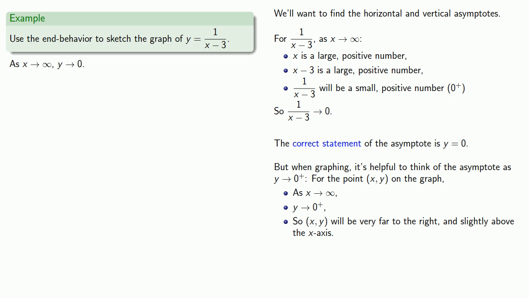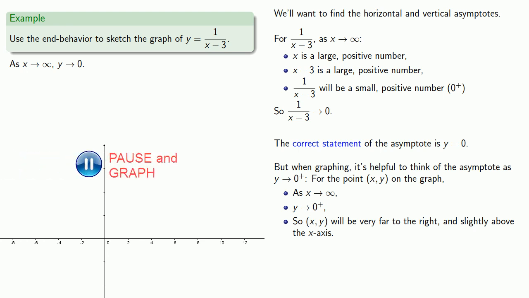And so we might draw that portion of the graph like this. First, let's draw our horizontal asymptote, y equals 0. Since the asymptote is not actually part of the graph, we'll use dashed lines to indicate it. Then, we'll go to the far, far right, but stay slightly above the x-axis.